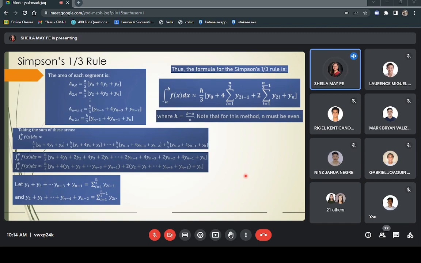Now for the formula of our odd in between bases, we have the summation of y sub 2i minus 1, wherein i is from 1 to n over 2. For our even, that's the summation of y sub 2i from i equals 1 to n over 2 minus 1. And thus, having this formula, we have the Simpson's one-third rule formula. Okay, h over 3, that's from the one-third rule, the left outermost base, plus 4 times the summation of these odd intermediate bases.